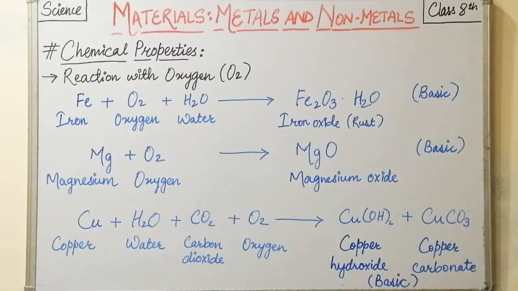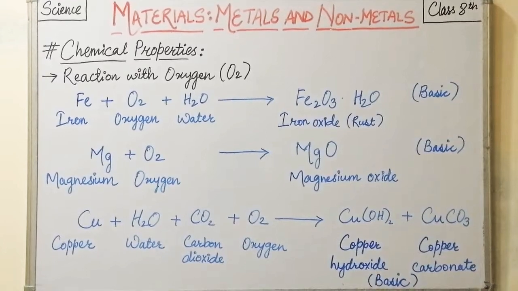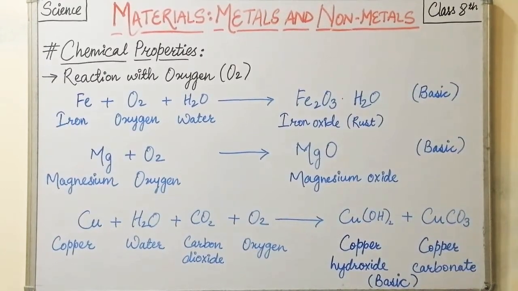First of all, we are going to see the reaction of some metals with oxygen. From previous classes, you must have learned the reaction of iron with oxygen and water. That is, when iron is exposed to air for a longer time, it reacts with the oxygen present in air along with the moisture content, that is the water content of air, and it forms iron oxide, that is rust.